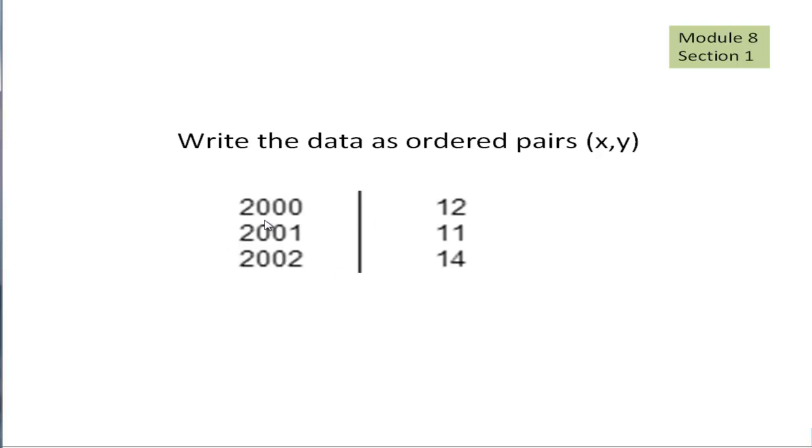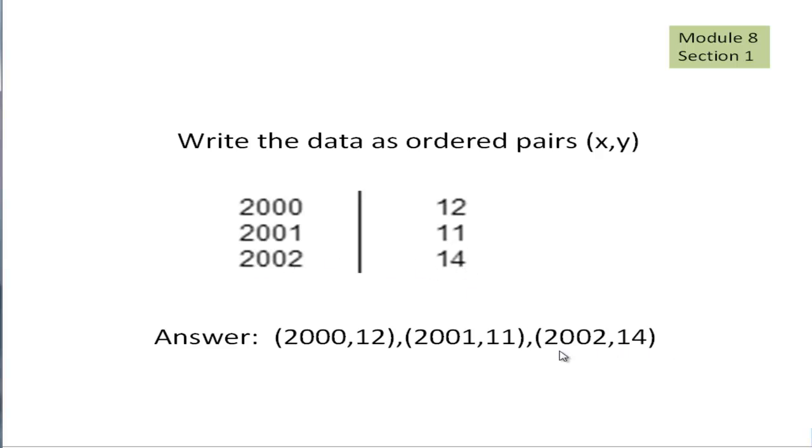Okay, suppose you have some data. These just happen to be years, 2000, 2001, 2002, and this is some numbers that correspond to that, maybe houses in a neighborhood or something like that. They want you to make a set of ordered pairs. Well, this is going to be our x, and the numbers 12, 11, 14 are going to be our y's. So you take your 2000 with your 12, your 2001 with your 11, and your 2002 with your 14, and you just separate them with commas and put them in parentheses. So they're a pair of numbers in parentheses. So again, the 2000 goes with the 12, 2001 goes with 11, 2002 goes with 14.